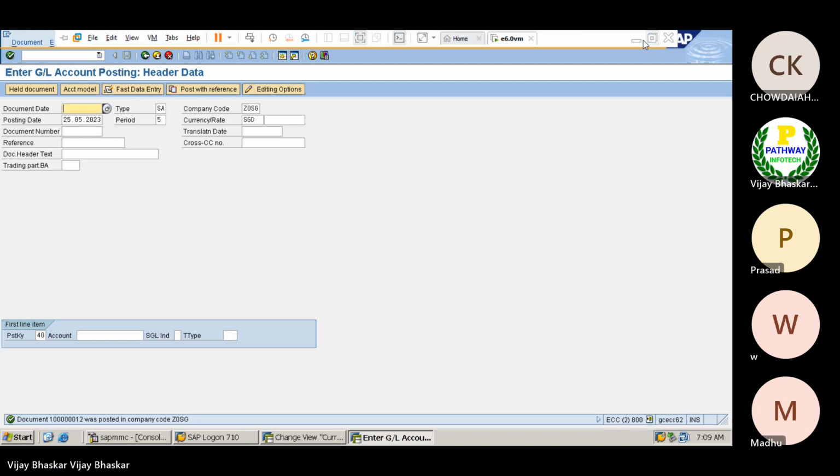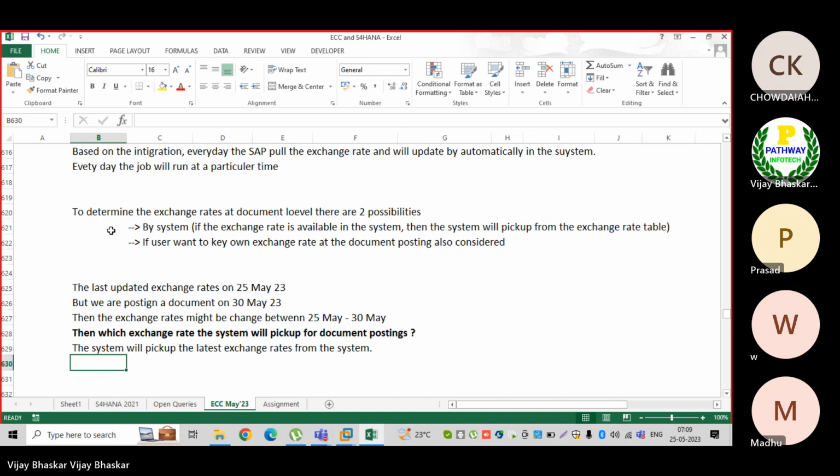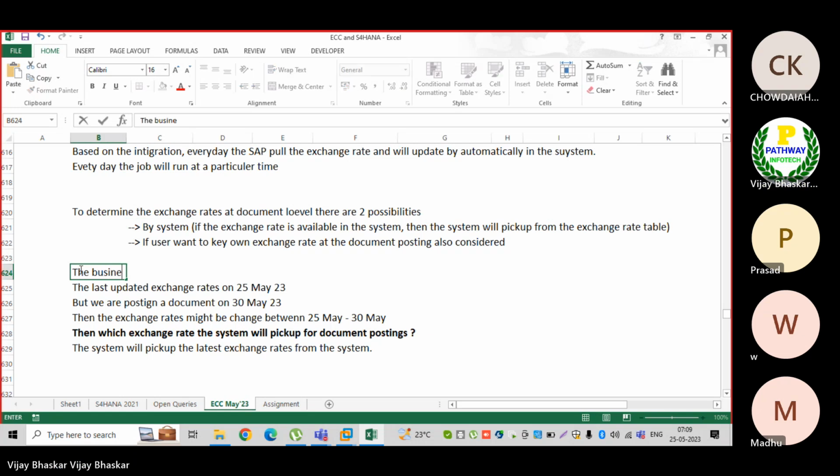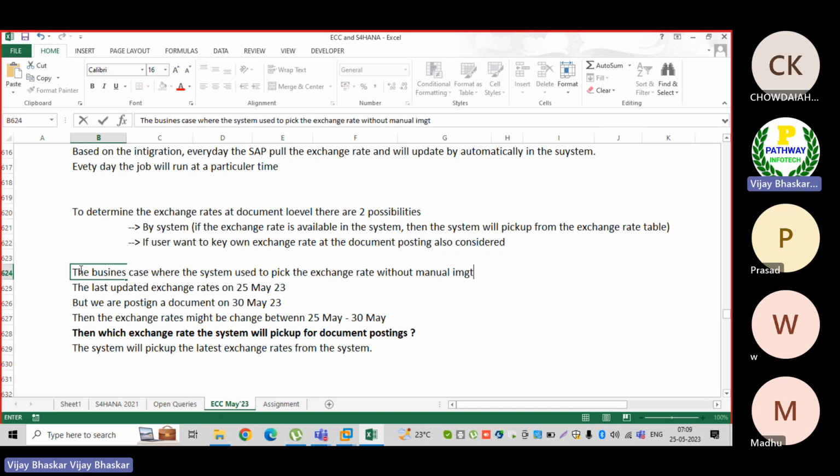Then we have seen one scenario with the system posting. This is the one we have already seen, the business case where the system used to pick the exchange rate without manual intervention. This is case number one.